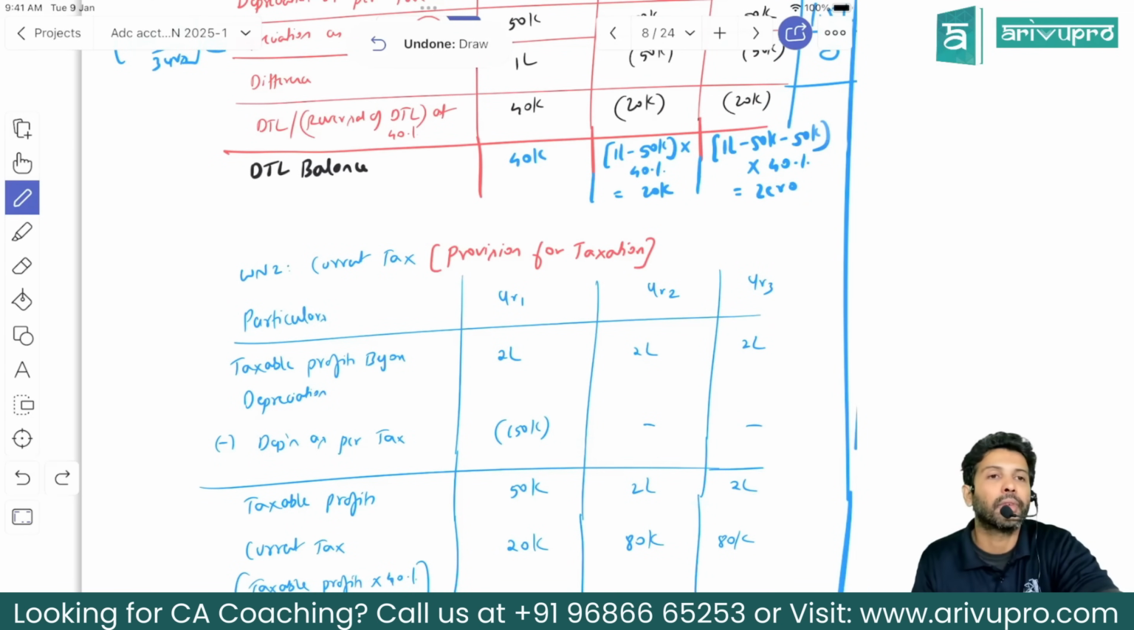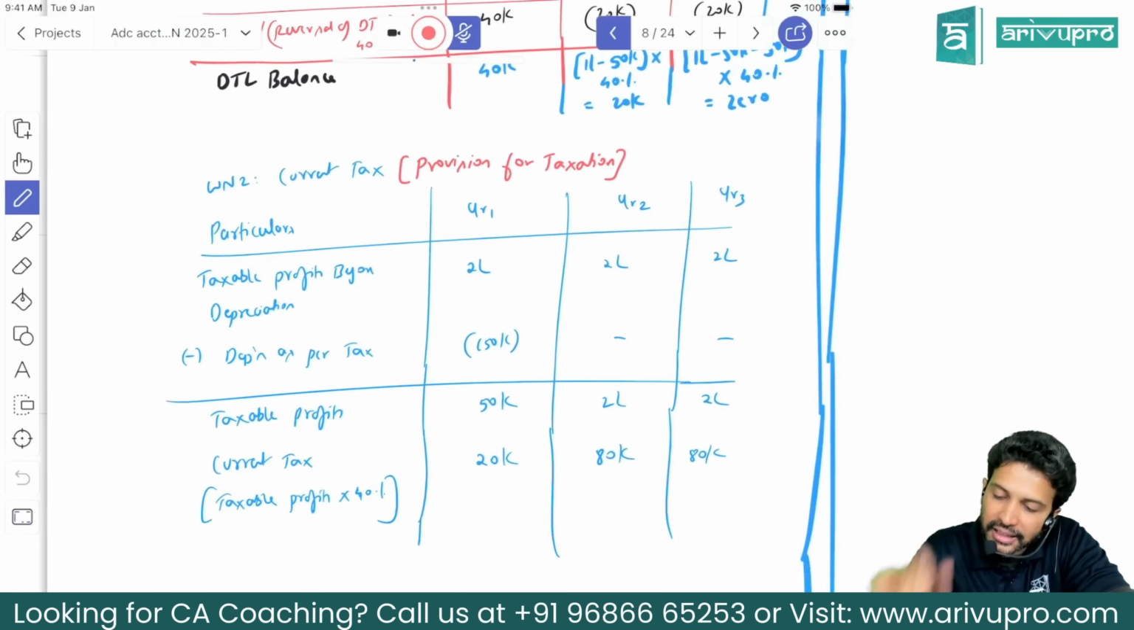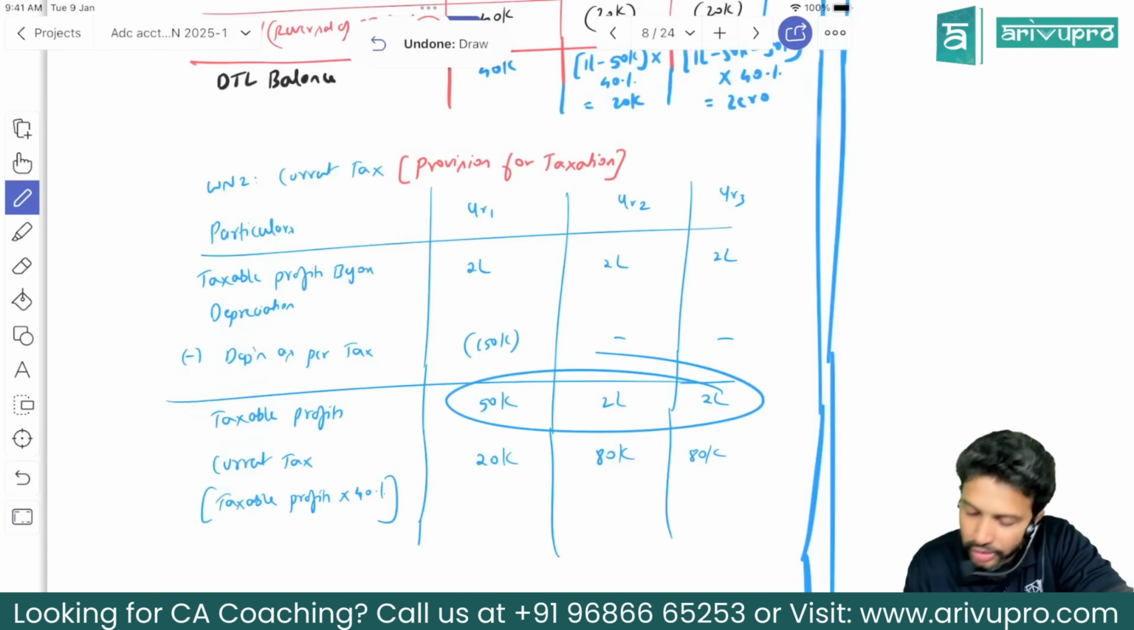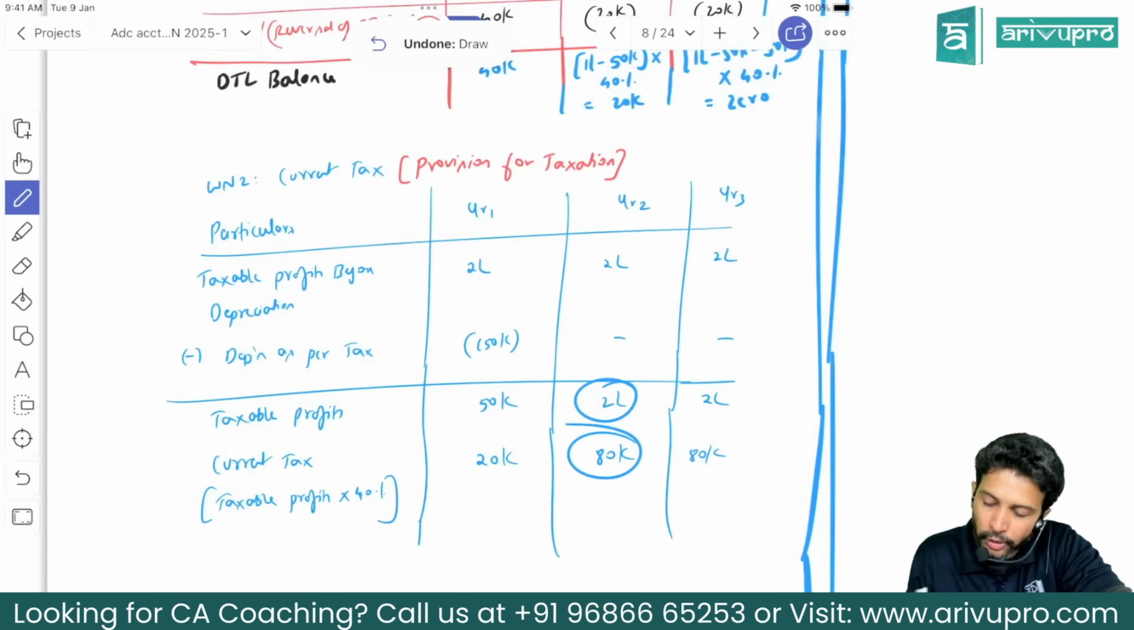Any doubt? And how do you get current tax? Take taxable profit and multiply by the tax rate. How much is the tax rate they've given in the question, sir? 40%. So calculate 40% of these numbers. 50,000 ka 40% is how much? 20,000. 2 lakh ka 40% is how much?